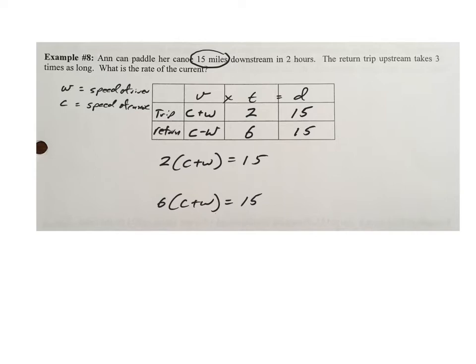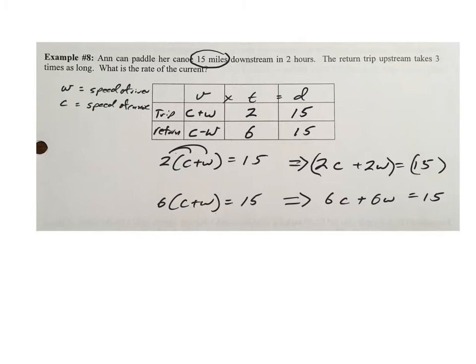So what we're going to have to do is distribute and do it all the old-fashioned ways. So we distribute the 2, and we get 2c plus 2w equals 15. And this equation becomes 6c plus 6w equals 15. So let me rewrite the equations. I think what I'm going to do is elimination. You guys can do whatever you want, but I'm going to multiply the top equation by -3.